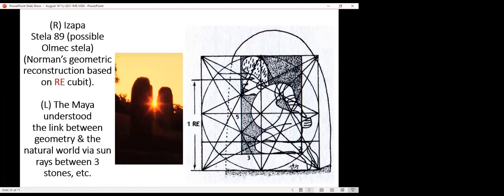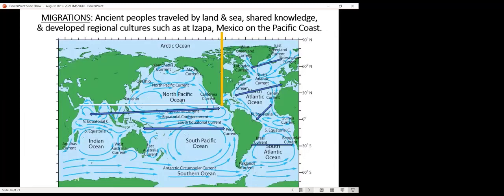The Maya understood the link between geometry and the natural world by the sun, rays, and other features shown here in this window between three stone sculptures in front of the Group B plaza. That one being composed to the geometry and standard measurement. Pretty convincing.